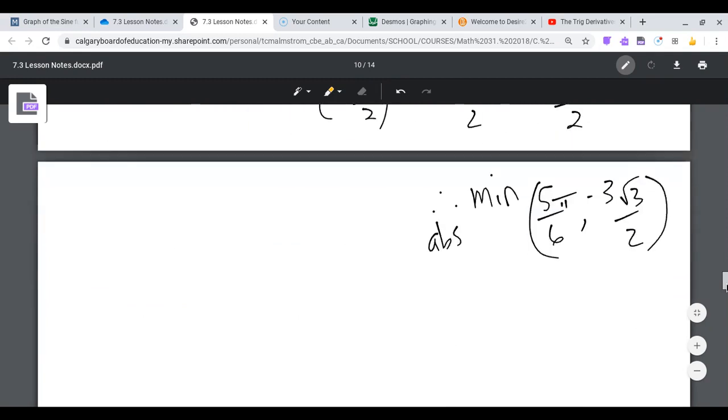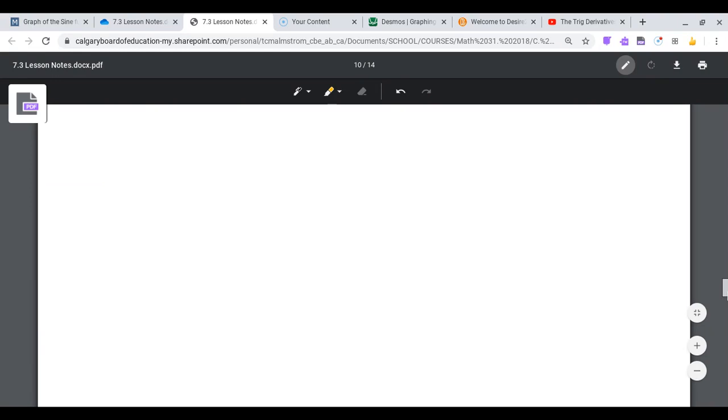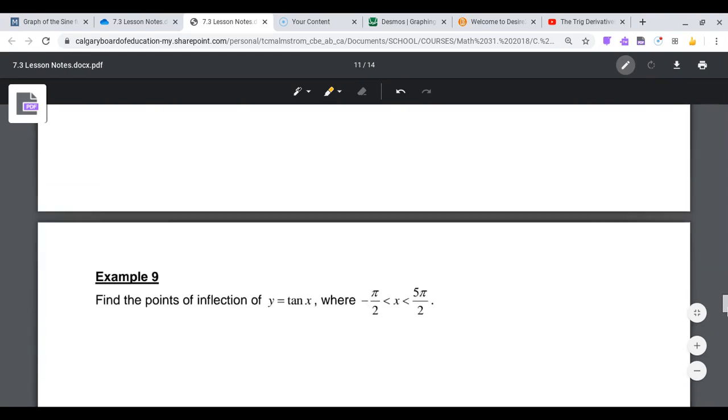All right, so that's the end of max mins. We'll come back and look at the points of inflection question. Forgot that I gave myself extra paper there.